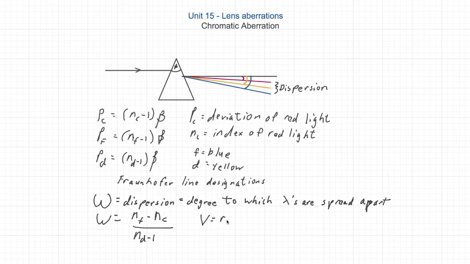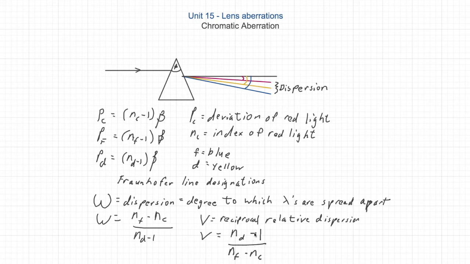V is called the reciprocal relative dispersion. Reciprocal means we flip the fraction. V is also called the Abbe number, named after Ernst Abbe, another German physicist who lived in the late 1800s and early 1900s. So V equals n sub d minus 1 over n sub f minus n sub c. That's the reciprocal. And the first two letters of Abbe are the first two letters of aberration. He was destined to write this formula.